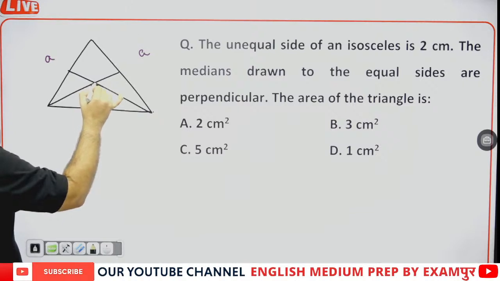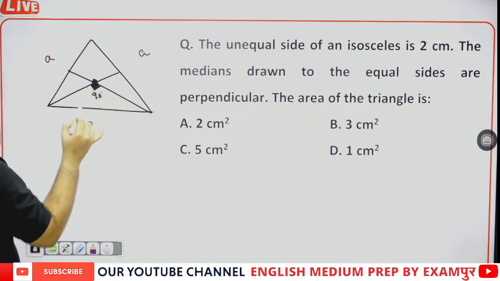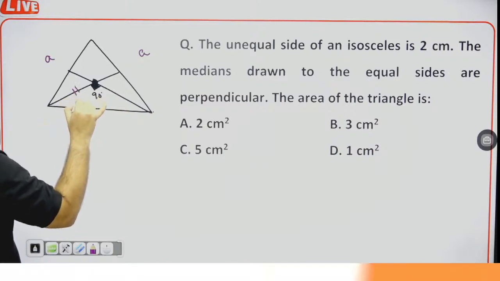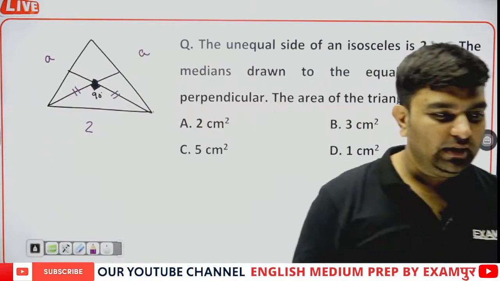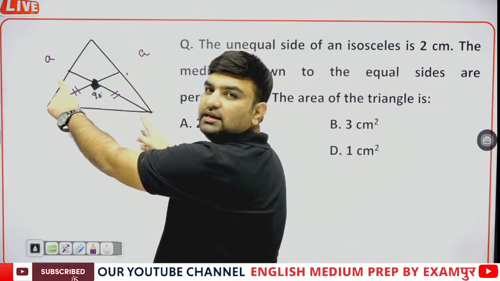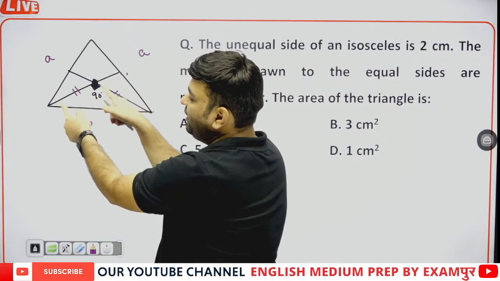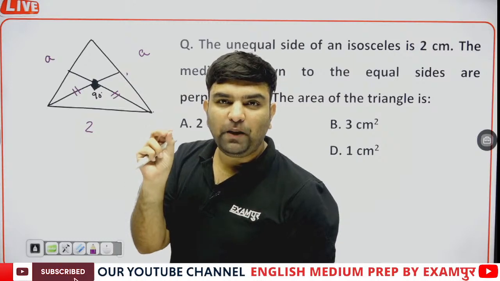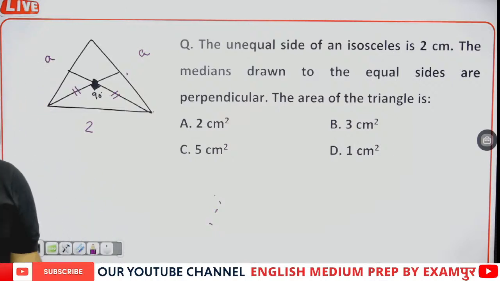The point of intersection of the medians is the centroid. The centroid will divide each median in the ratio 2:1. But I am interested in proving that this portion is equal, because if the medians are equal, then their parts which are in the ratio 2:1 are also equal. Agreed?